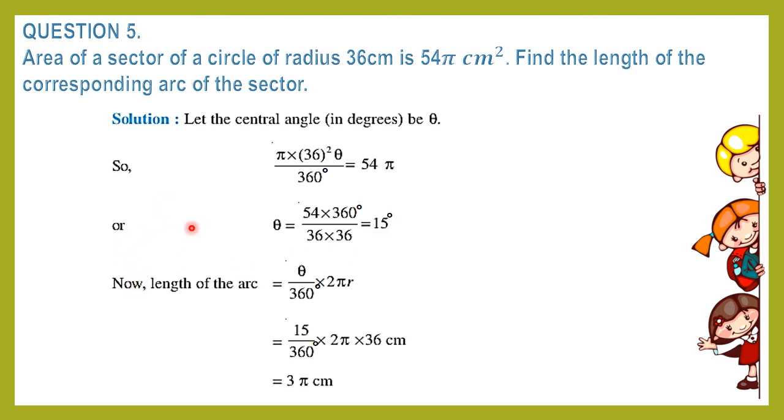Now what we will do? We have to calculate the length of an arc, which is equal to theta upon 360 degree into 2 pi r. Now substitute the values, we'll get it as 3 pi centimeter. It means the length of an arc is what? 3 pi centimeter. It's your choice. Now you can leave it here only, or you can substitute the value of pi here as 22/7, then calculate and convert into decimal expansion.